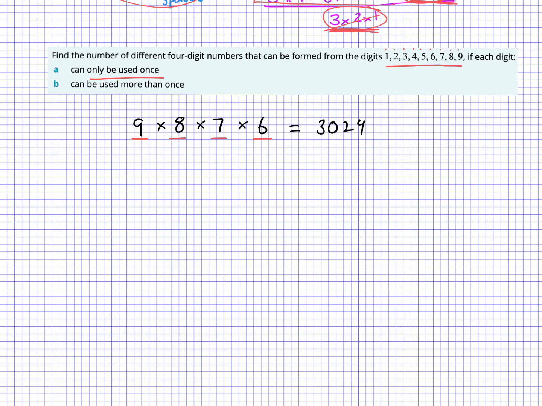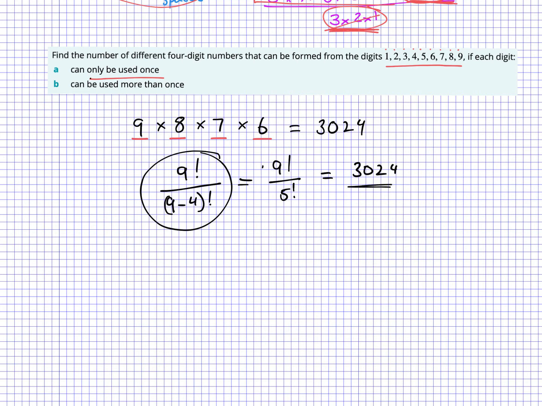Or, if I wasn't quite keen on doing that, I could use the formula. I could go 9 factorial over 9 minus 4 factorial, which will be 9 factorial over 5 factorial, which will get me the same answer. So that's a way of doing it on our calculators. All right, and I'll show you how to get that up at the end of the lesson. So this is the answer. There are 3,024 different ways for A.